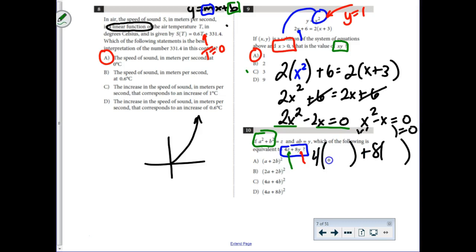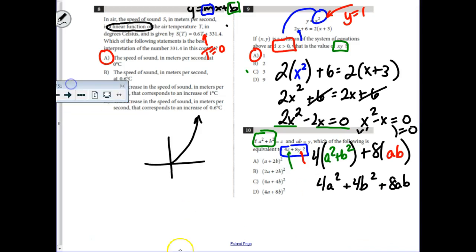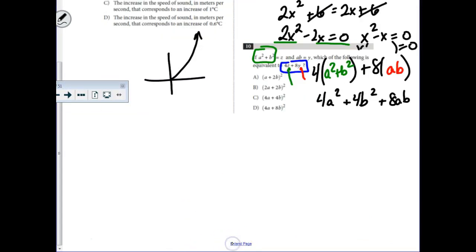All right, guys. So 4 times z, we're going to plug that in. Plus 8 times y, we're going to plug that in. And then let's clean this up. Oh boy. Let's see here. 4a squared. Oh my goodness. This is going to be a hoot. So what I just wrote down in black is equivalent to one of the answer choices they have. We got to figure out which one.